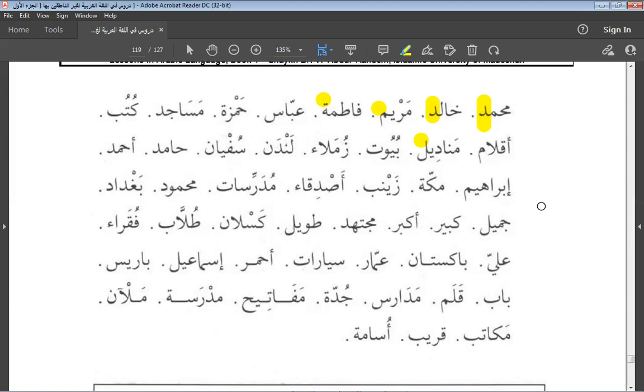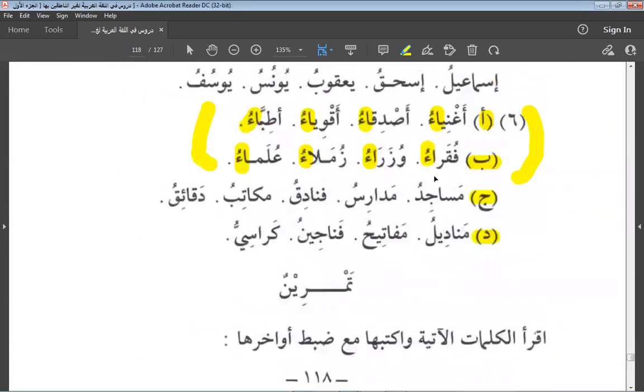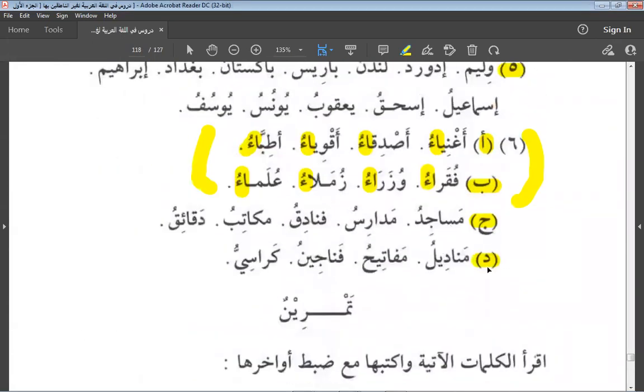I wanted us to find examples from the Quran. The last two, is it this? The jim and the dal?